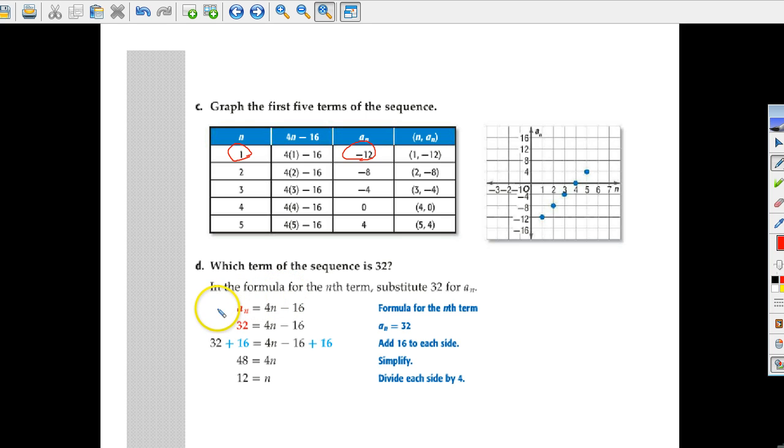So which term of the sequence is 32? Now it's kind of going backwards. If I have 32 as the answer, what term would that be? Instead of a1, at the nth term, I'm going to put 32 and find out what n is, and you find it's 12. So the 12th number will be 32.